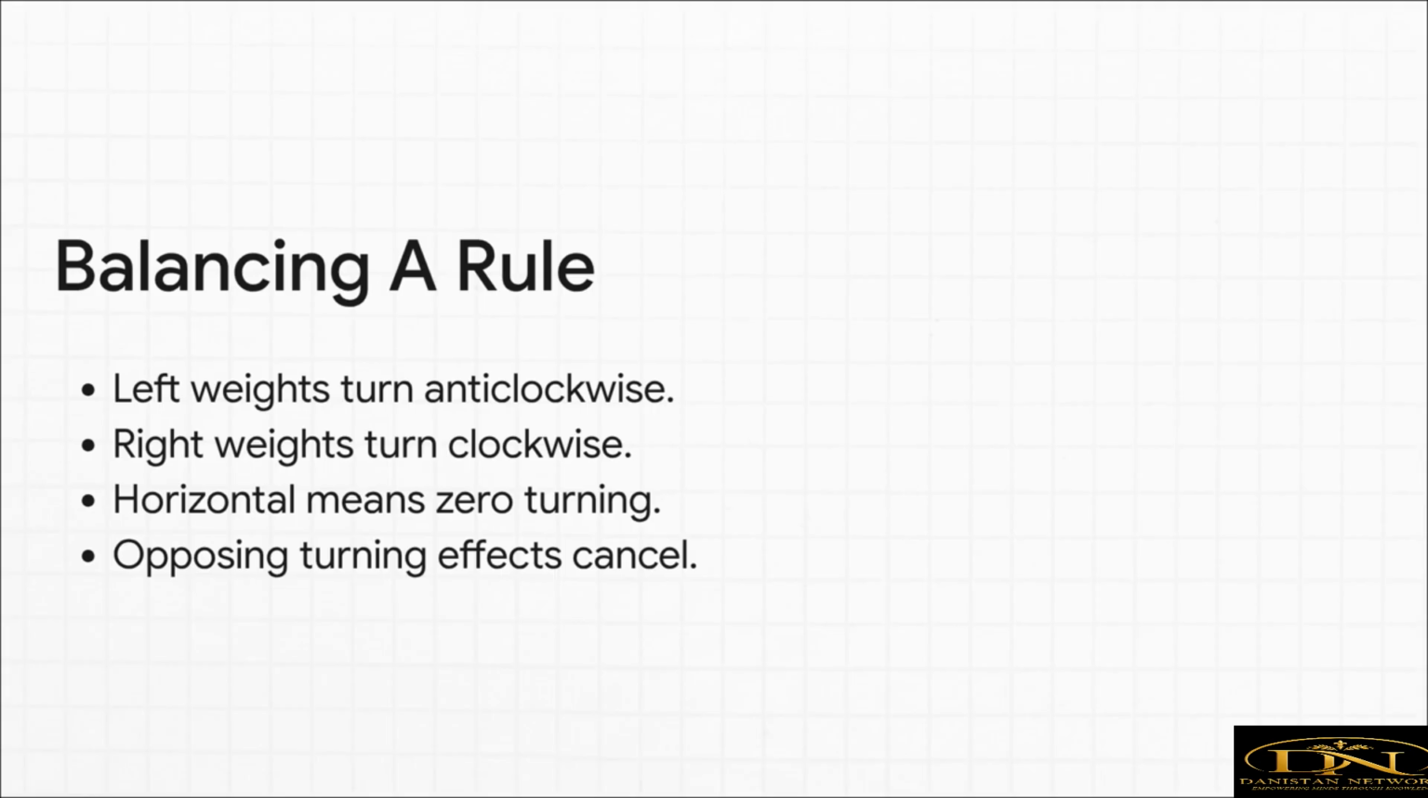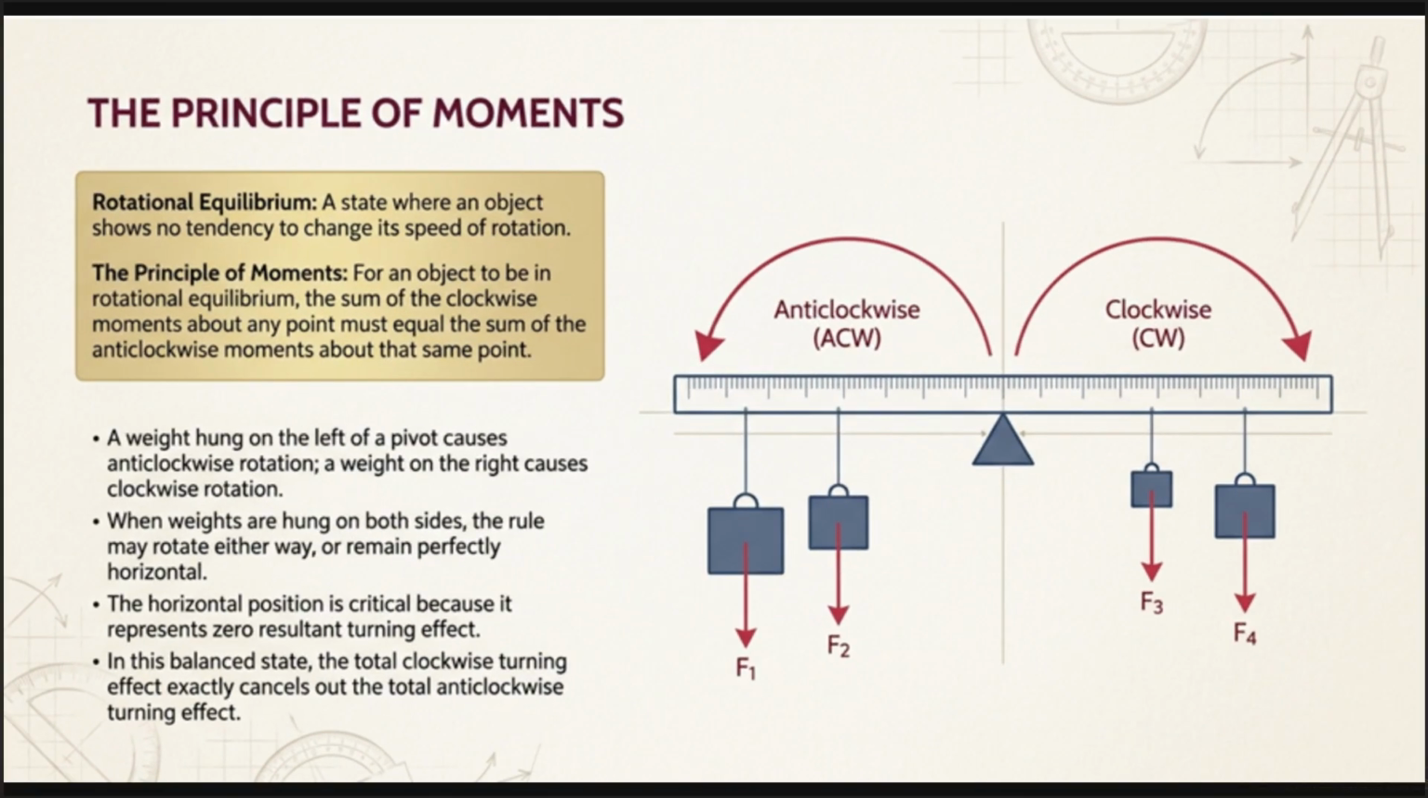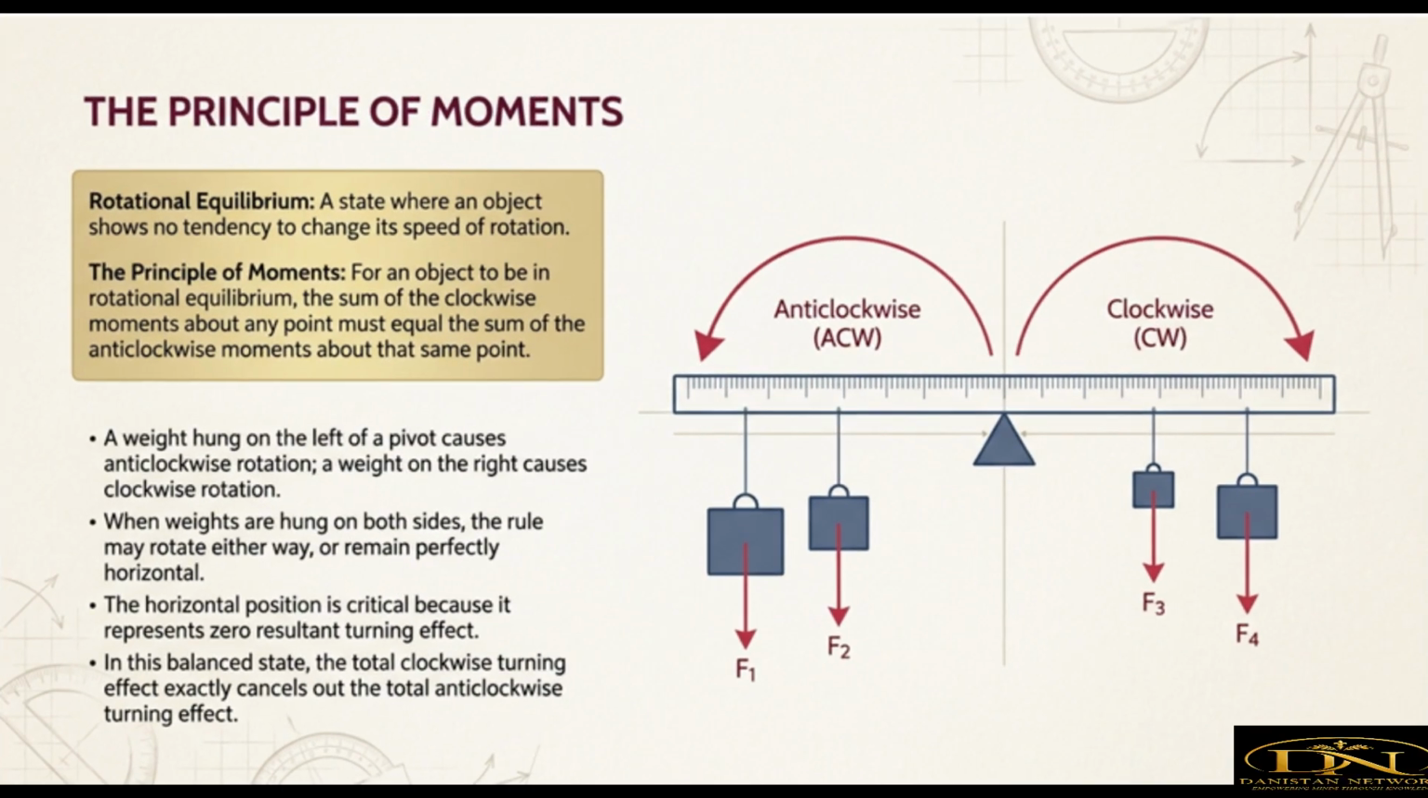And that perfectly horizontal state? That's the absolutely crucial one. It means all those turning effects are completely neutralized. And the really fun part is that you can have a super heavy weight right close to the pivot on the left and a much lighter weight really far away on the right, and they can completely cancel each other out. These are the key points related to this topic. Focus on them carefully as they are considered essential for your exams.